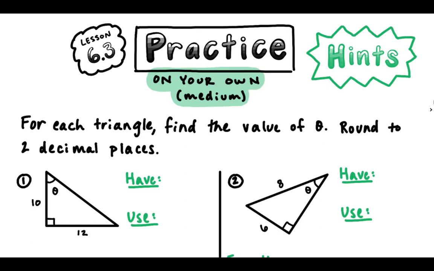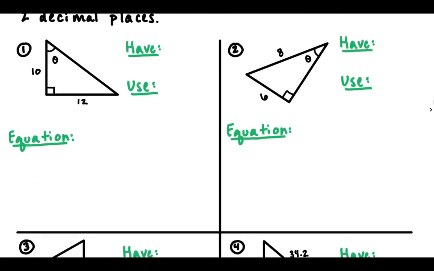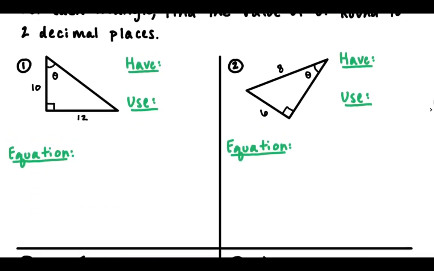Okay, so for all these problems, we are finding the value of theta. We're given a triangle with a missing angle, two sides. We need to use those two sides to find theta. So I've set up each problem here with the steps we're going to follow. We're going to identify the sides that we have. Then you're going to use that to figure out which trig ratio you should use. And once you know your trig ratio, you're going to write an equation. So that setup is my first hint to you.